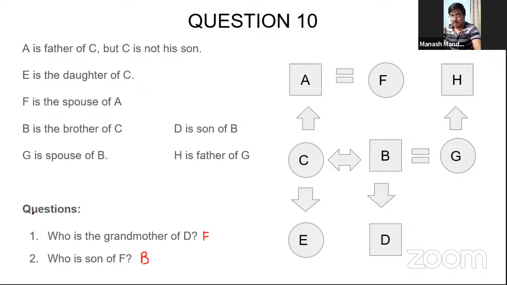So let us see the questions. Who is the grandmother of D? Okay, grandmother. Okay, so grandmother is F. So you two are correct. Now who is the son of F? So this is F, son of F. So son of F is B. Okay, so Kushpreet has got both the answers correct. Very good. Apurva has got the first one correct. Okay, so guys, this was the answer. So the grandmother of D is F and the son of F is B.